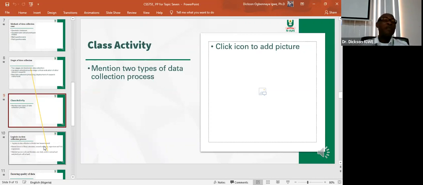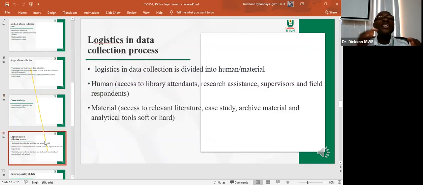So we move on further to the logistics in the data collection process. Logistics in data collection is divided into human and material resource logistics. Under the human resource logistics, we have access to library attendants, research assistants, supervisor, and the field respondents.